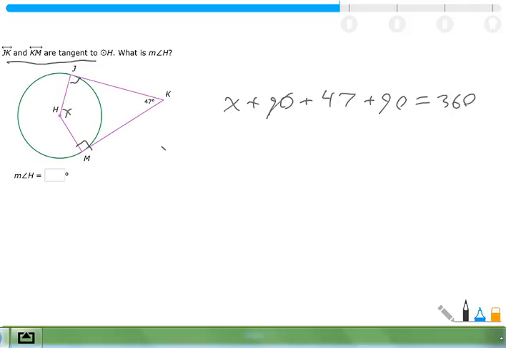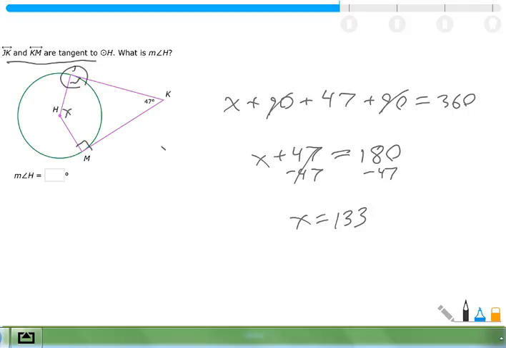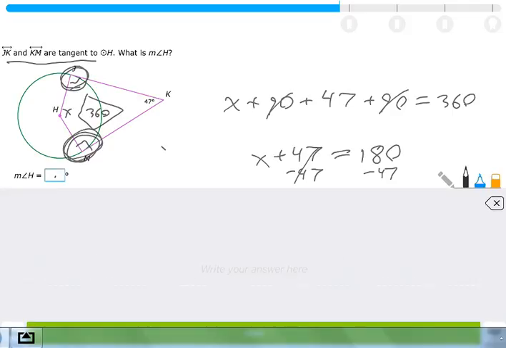And then I'm going to take away these two 90s, and what I get is x plus 47 must be equal to 180. Subtracting the 47, we get that x equals 133. And again, that came from the fact that tangents are perpendicular, and on top of that, the total of any four-sided figure is 360 degrees when you add up the interior angles. So that's 133.